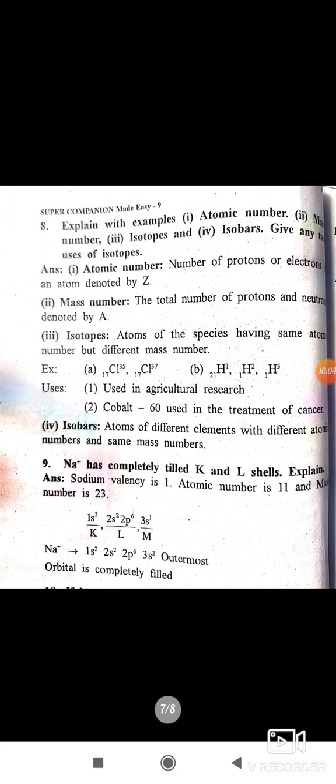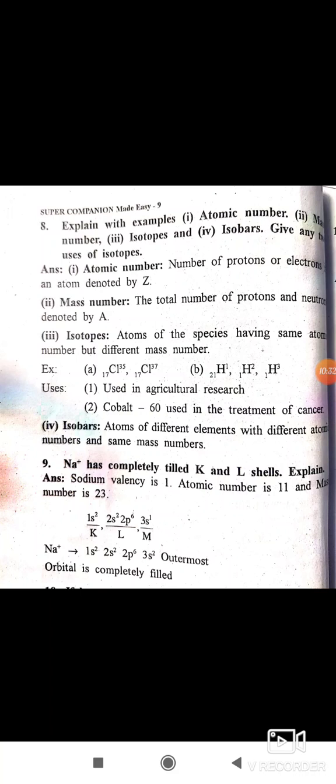Explain with examples of atomic number and atomic mass number. Here atomic number means the number of protons or electrons present. The number of protons or electrons present in the nucleus of an atom is called atomic number, and it is denoted by the letter Z. And the mass number. Mass number means the total number of protons and neutrons present in the nucleus of an atom is called atomic mass number.